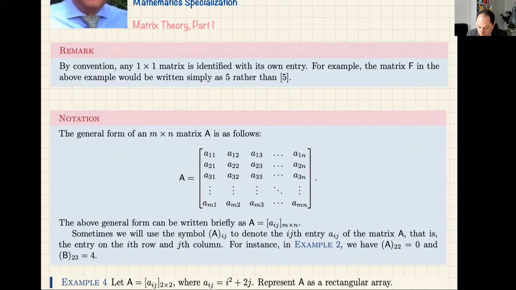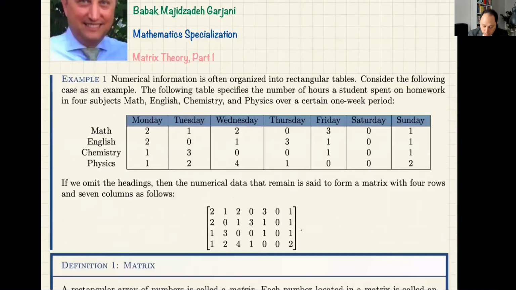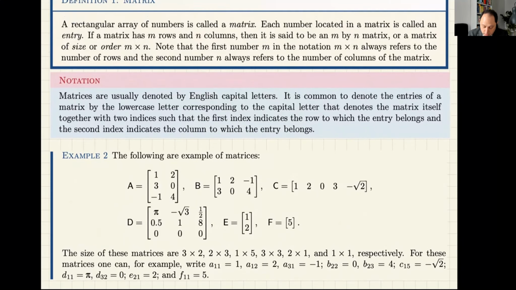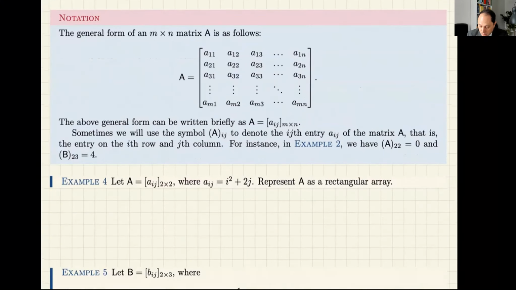So for example, if I go back to example 2, if I ask you what is this one, this means that I am interested in the entry of the matrix capital A sitting on the second row and second column. So if you go back here, this matrix A, second row and second column, so the intersection is 0. So when you see this, actually, it means 0.